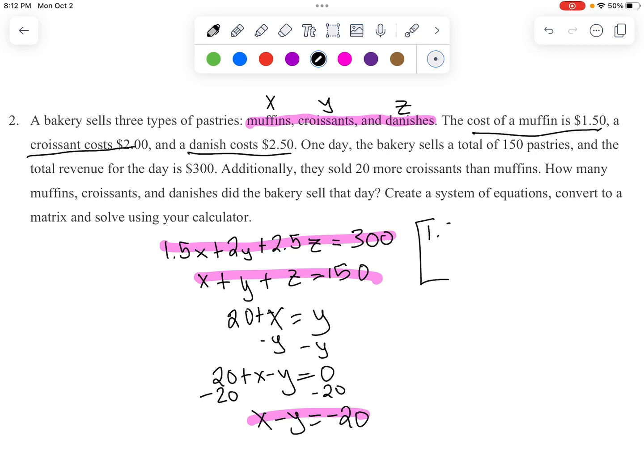So we'll have 1.5, 2, 2.5, bar 300. Then we will have 1, 1, 1, 150. And then we will have 1, negative 1, 0, because we didn't have a Z value on that last one, negative 20. Okay, and from there you'll plug into your matrix just like what we've been doing.